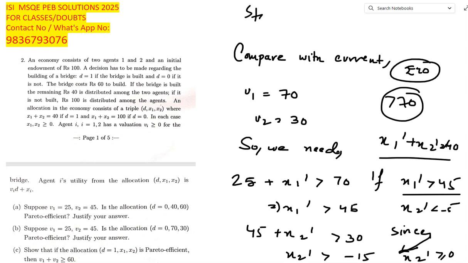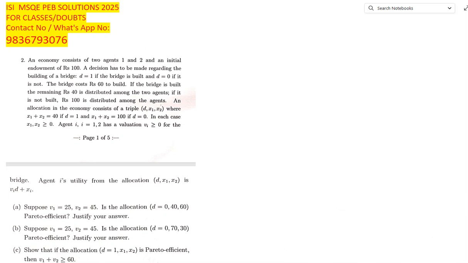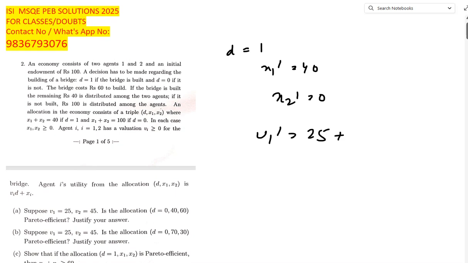But can we improve agent 2's utility? Yes. We stay with D equal to 0 and keep total x1 plus x2 equal to 100, and we switch from 70-30 to 69-31. Then U1 is 69, which is less than 70, so it is worse for agent 1. So, not a Pareto improvement. If we try D equal to 1, x1 bar equal to 40, x2 bar equal to 0, then U1 bar is 25 plus 40, that is 65, less than 70, still worse.